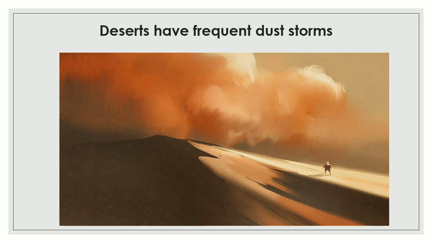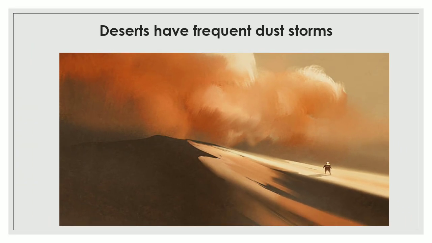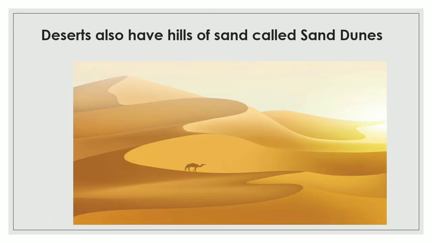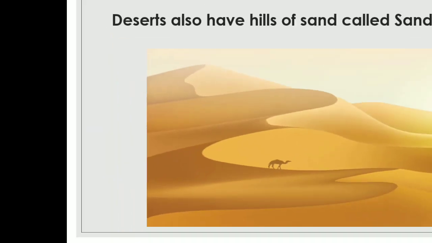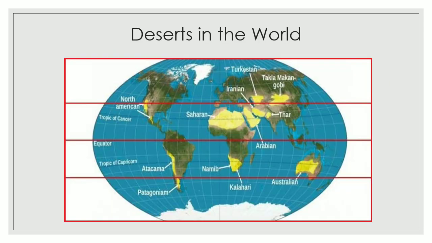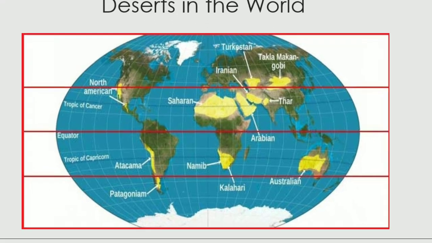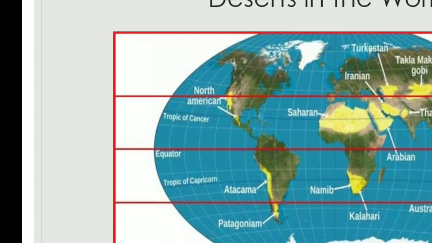From this picture you can assume what kind of dust storms there are in the desert. See how dangerous it can be, right? Deserts also have hills of sand called sand dunes. These are the sand dunes, right? They are not permanent. They keep on shifting as the wind blows, right? Then these are the different deserts in the world. You can have a better look from this picture.